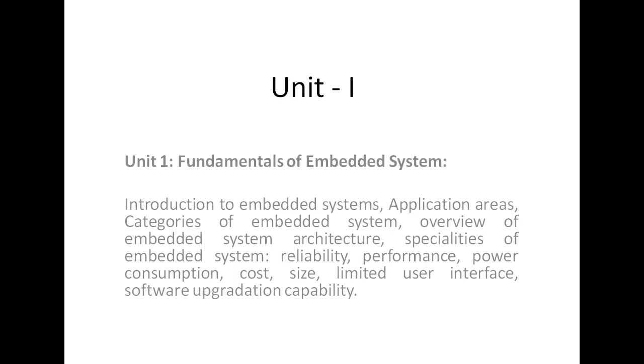An embedded system in robotics consists of a number of units. In this unit we will discuss the fundamentals of embedded systems, an introduction to embedded systems, their application areas, then categories of embedded systems, an overview of embedded systems and their architecture, and specialties of embedded systems like reliability, performance, power consumption, cost, size, limited user interface, and software upgradation capabilities. These subtopics we will discuss under this unit.